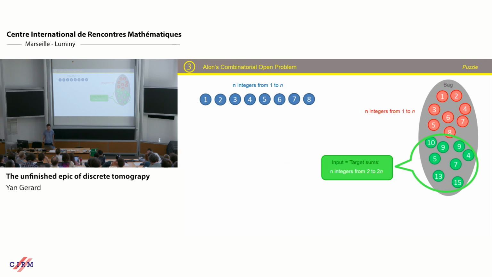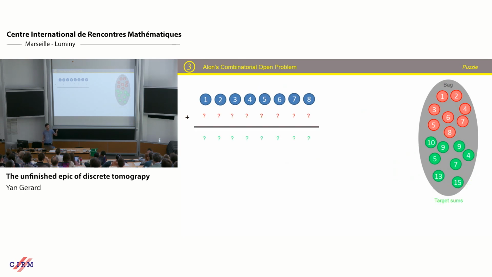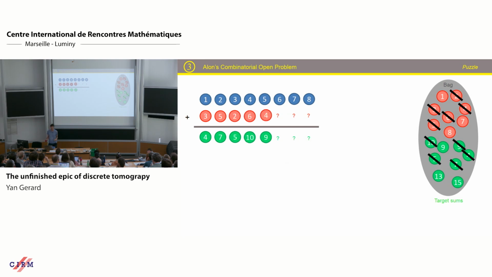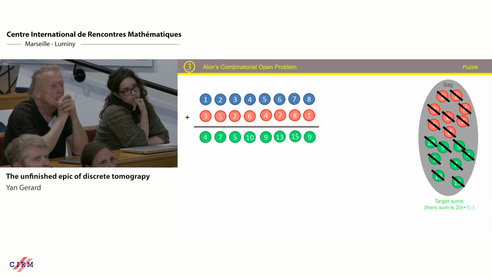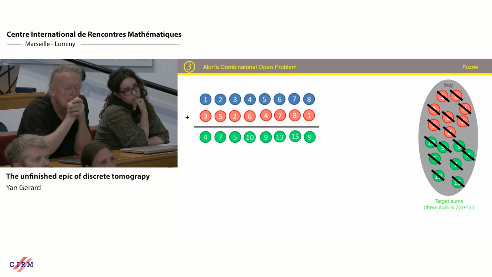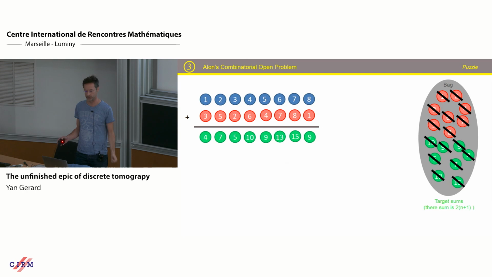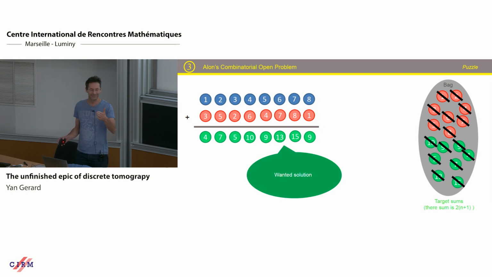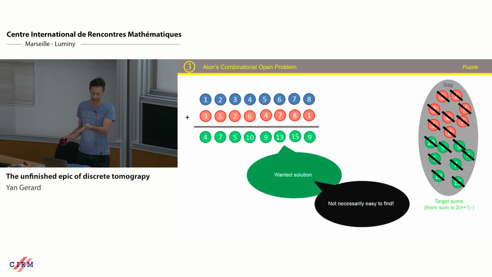And that's my input. And what I want to do is a matching with target sums. What does it mean? It means that I want to take a number, for instance 3, I put it with a 1 and I get a 4. And then I can take the 5, put it with a 2 and I get a 7. And I can keep doing this. And at the end, I have this matching with target sums. I use the red balls and match them with the blue balls, and I get at the end the target sums that I wanted. That's the wanted solution.